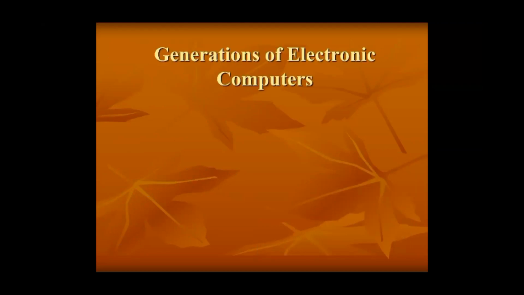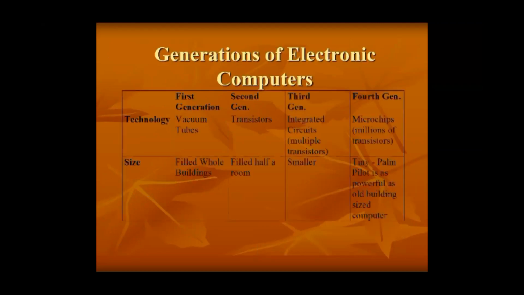So again, generations of electronic computers, just to summarize. First generation, the technology we incorporated for the computers was vacuum tubes, and the size of the first generation computer could fill up a whole building. On the second generation, the technology that we used was the transistor, wherein it would fill half a room. So if you will notice, class, it's getting smaller.